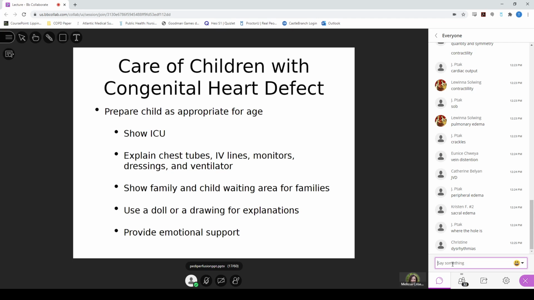Using a doll, if y'all have done your Scottish Rite rotation, using a doll or any type of technique where you allow them to listen to your heart with a stethoscope, or listen to the heart of a teddy bear with a stethoscope, helps them think of it as non-threatening. And then emotional support, as always, to the family.